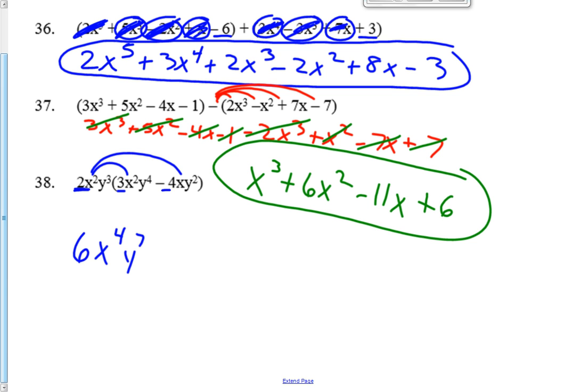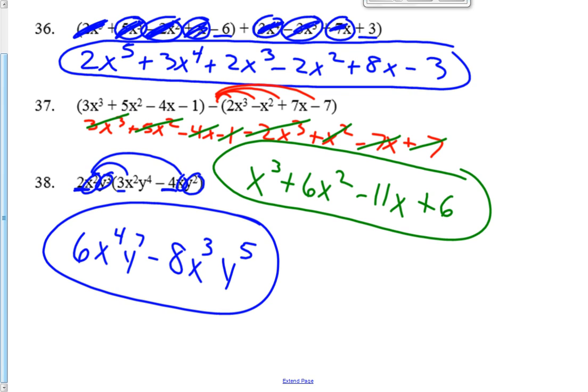So 2 times a negative 4 is a negative 8. X squared times x is x to the third. 2 plus 1 is 3. Y to the third times y to the second is y to the fifth. There's the answer to question number 38.